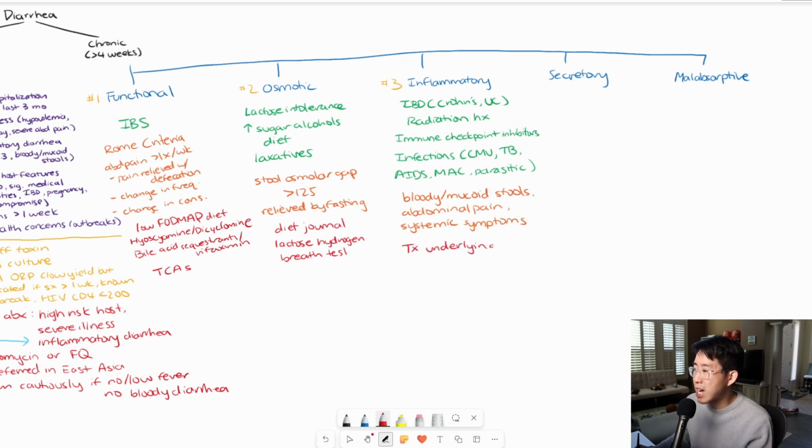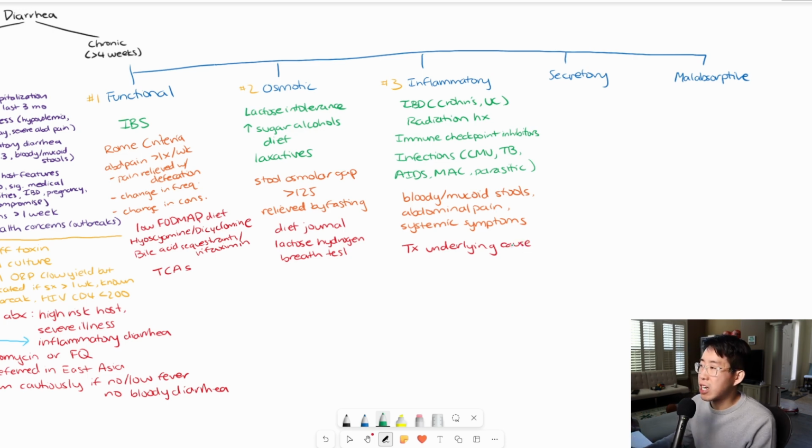So if it's IBD, then we're going to do some immunosuppression, usually with those 5-ASA treatments, and then some biologics and immunotherapy, immune modulating agents. For immune checkpoint inhibitors, we're going to give them high dose steroids. And then for infections, you're going to treat the infection that's causing the diarrhea.